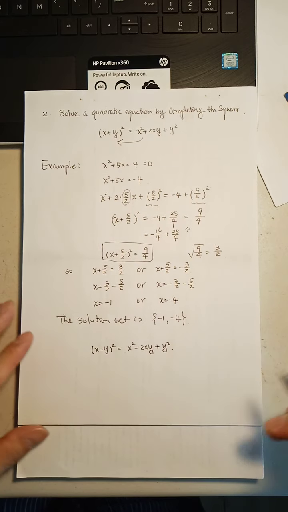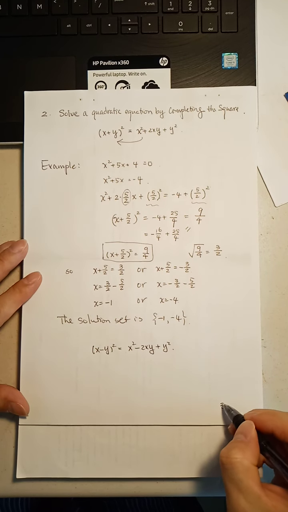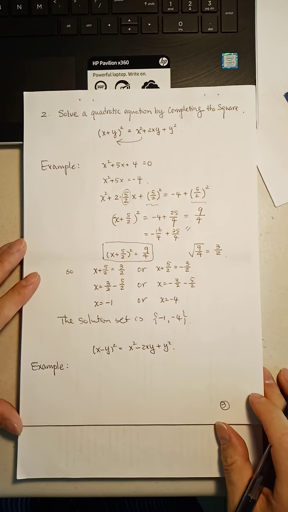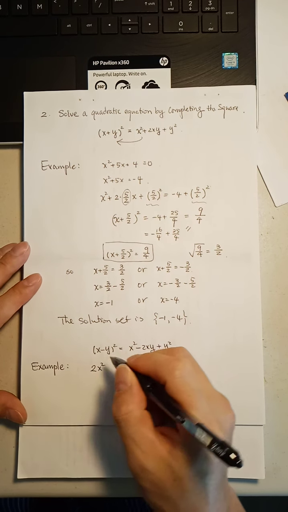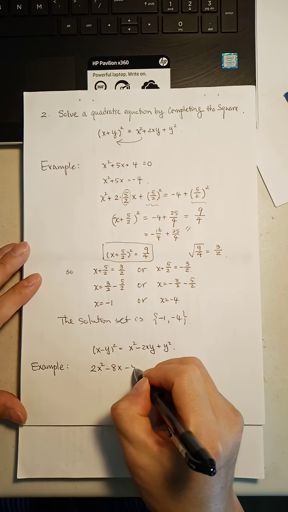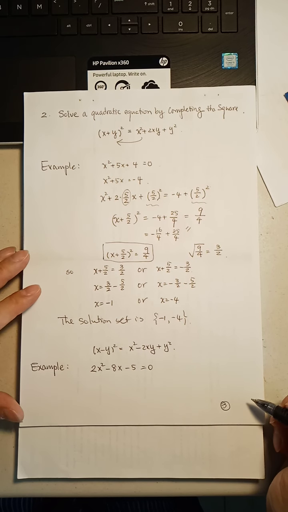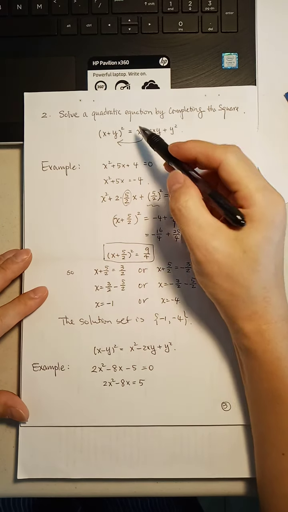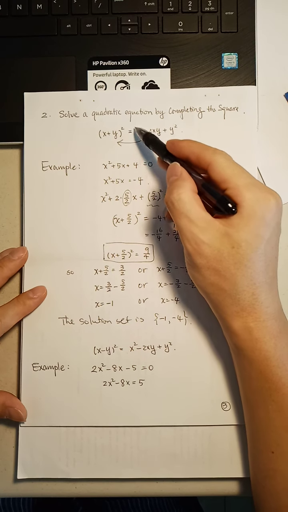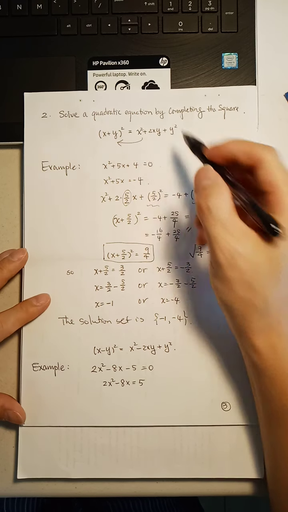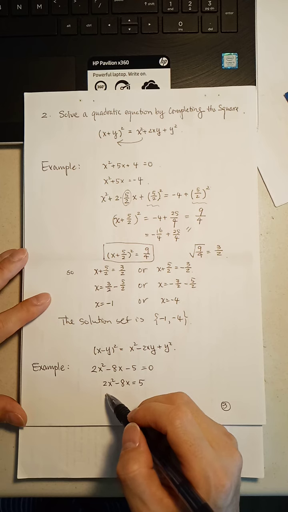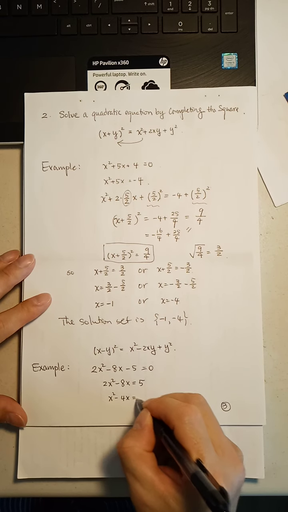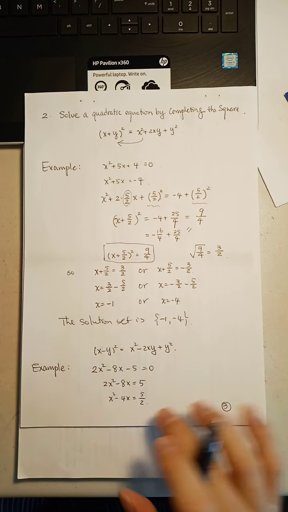Okay? Let's do another example. So we have 2x squared minus 8x and minus 5. So first we move 5 to the other side. And second, you see here, x squared has no other coefficient. Here you have 2. We don't want this 2. How do we do it? We divide the equation by 2. All the terms are divided by 2.